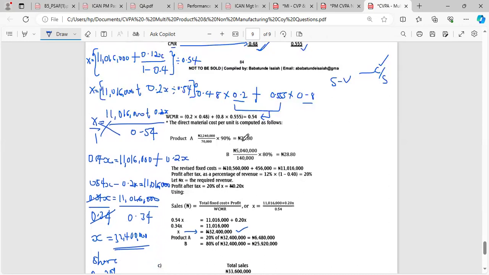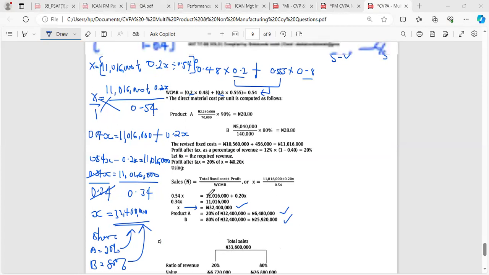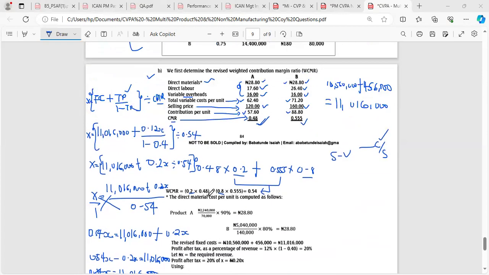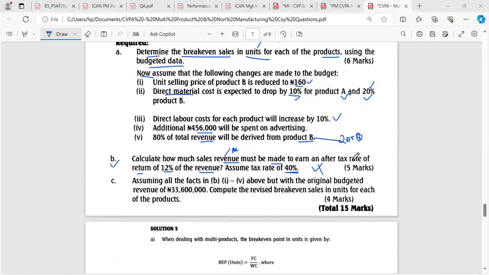What we did here: 0.2, 0.8. So multiply it to this amount. You will get 6,480,000 and 25,920,000. Ladies and gentlemen, any question on that? Confirm. All right, so that's all we did, and I think we are done with the B. Imagine, how many marks is this thing? Let me check. 5 marks.